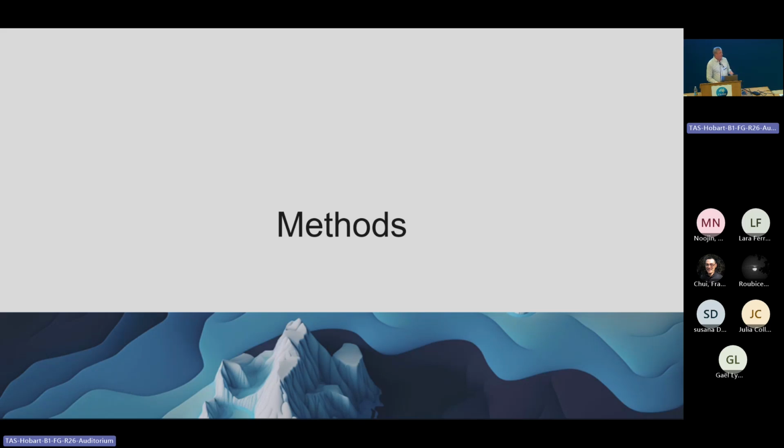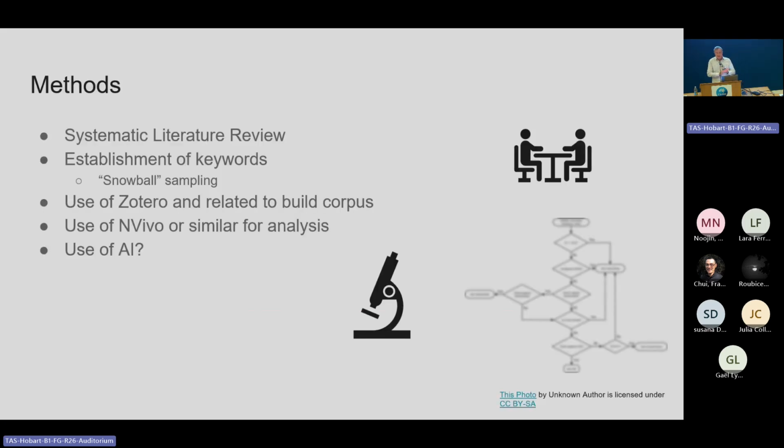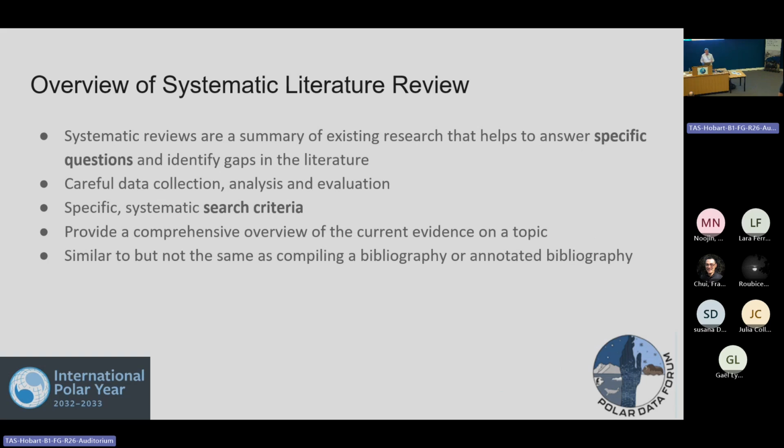In terms of methods that we're deploying, it's not a complete systematic review at this stage, but generally, this is the approach we're taking. I'll talk a little bit about what a systematic review is for those of you not familiar. We're looking at a review of the broader literature, establishing a set of keywords, and I'll talk a little bit about the methodology there. Use of some tools, one in particular called Zotero, which many of you may be familiar with, another called InVivo, which you may be familiar with. And then there's a question mark around AI. So not there yet, but considering the use of that.